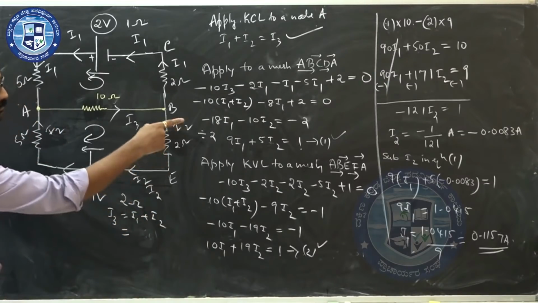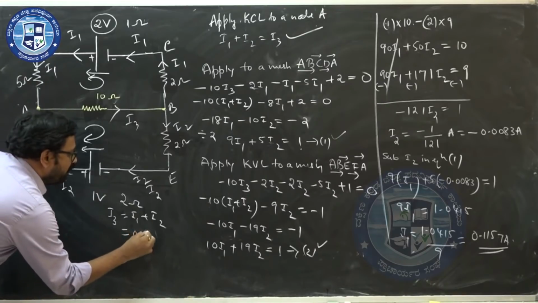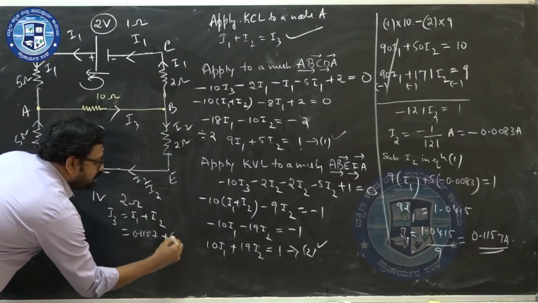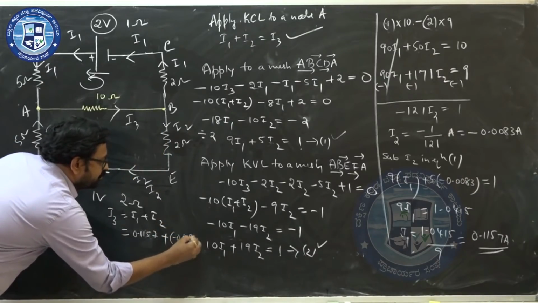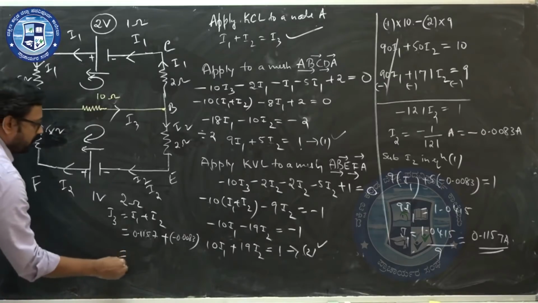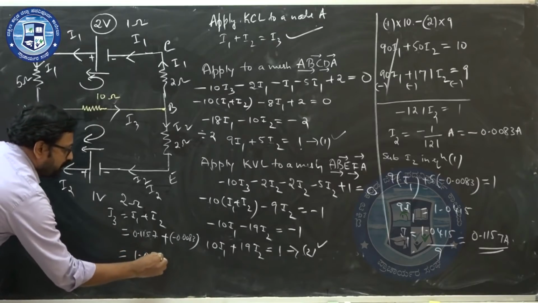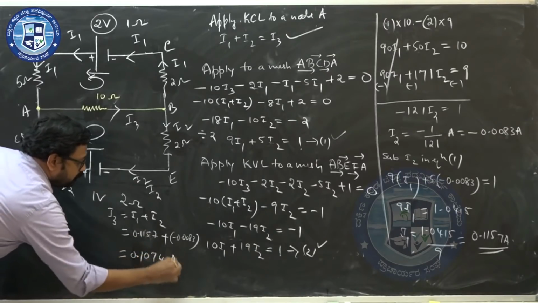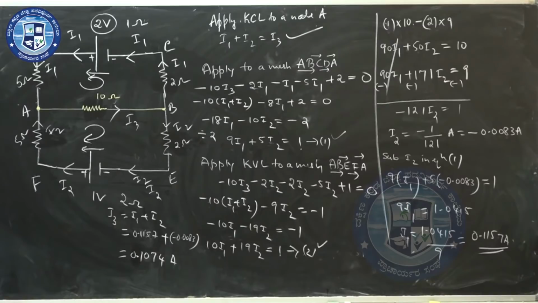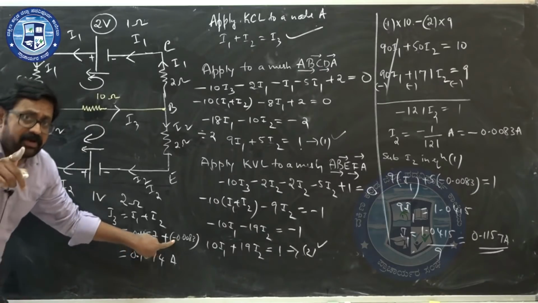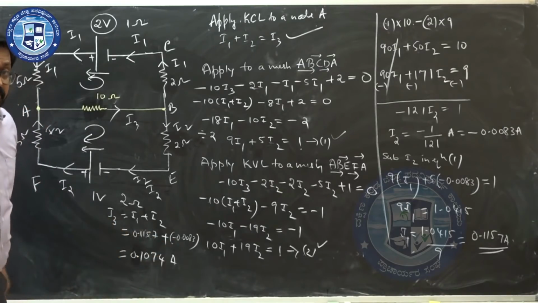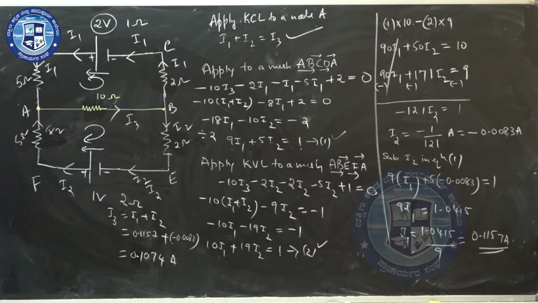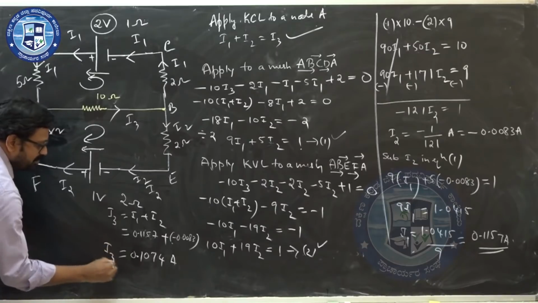You know I1 is 0.1157, correct? You know I2, that is minus 0.0083, right? If you simplify it, the answer will be nearly 0.1074. Just add them. I mean to say, you have to include a negative sign. That is the important thing. That is a common mistake you commit. You ignore the negative sign. With the negative sign, you have to substitute. So when you do that, it will be 0.1074 ampere, that is I3.